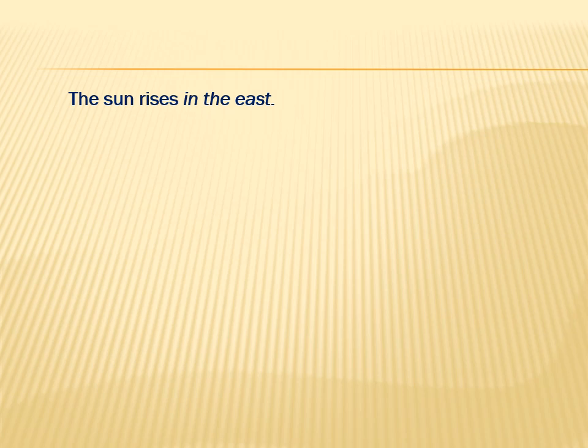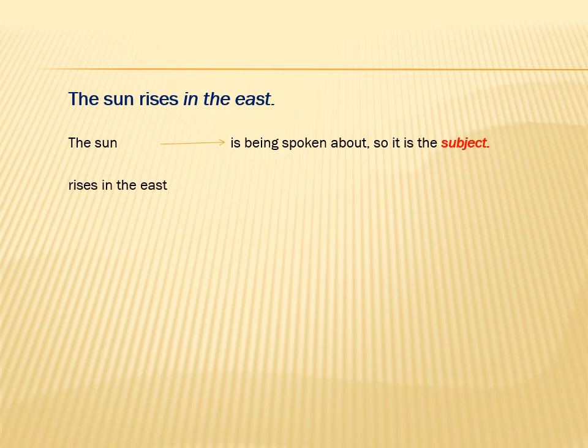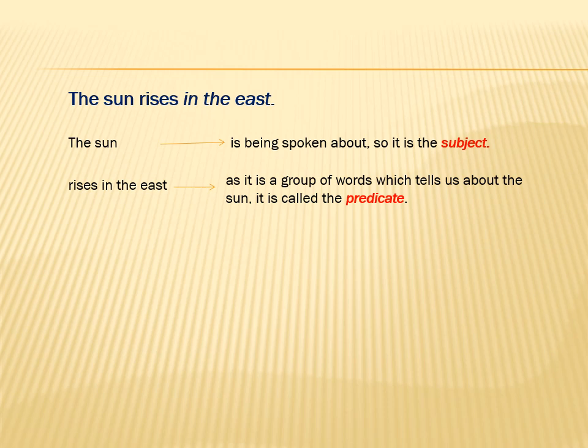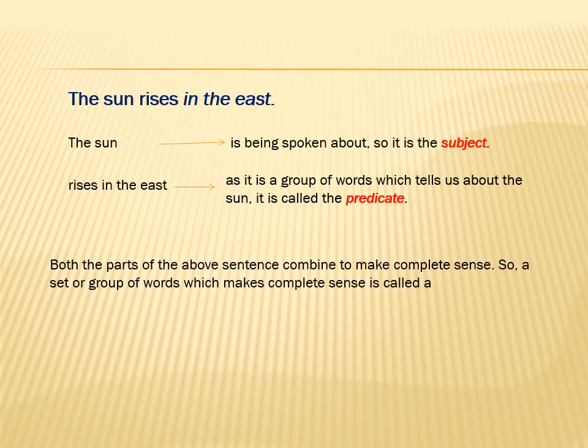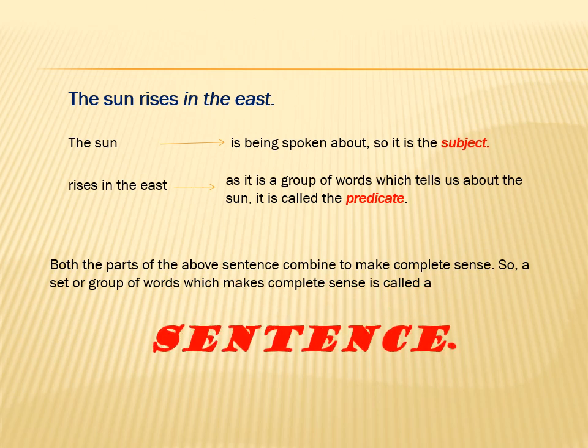Well, the sentence on the screen is the sun rises in the east. The sun is being spoken about, so it is the subject. Rises in the east. It tells us about the sun, so it is the predicate. Both the parts of the above sentence combine to make complete sense. So a set or group of words which makes complete sense is called a sentence.